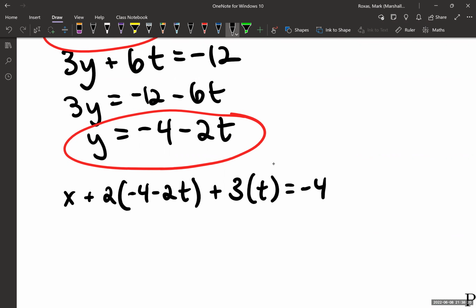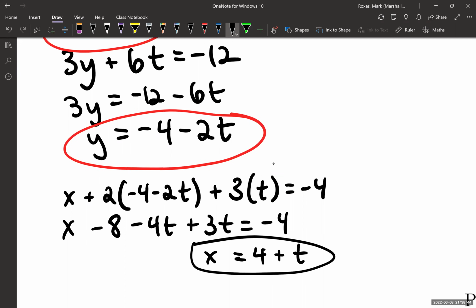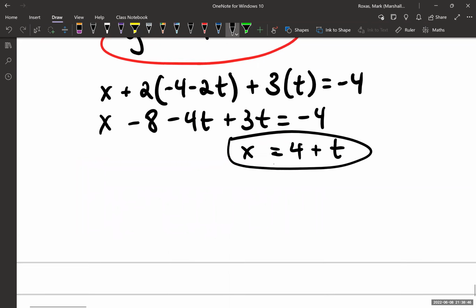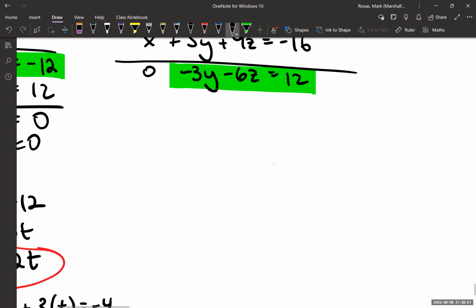Let's solve for x. So x minus 8 minus 4t plus 3t equals negative 4. And if I rearrange, I get x equals negative 4 plus 8, which is positive 4. Negative 4t plus 3t is negative t, brought to the other side, you get plus t. So there it is, x equals 4 plus t. So here's my parametric equation of the line, my line of intersection.